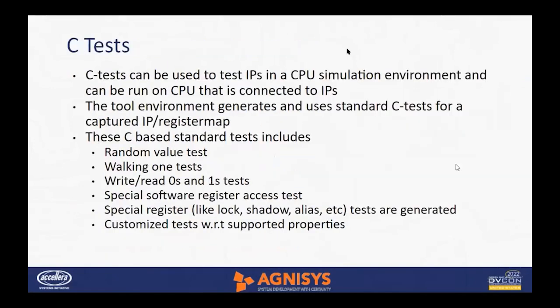C tests can be used to test IPs in a CPU simulation environment and can be run on a CPU that is connected to IPs. The tool environment generates and uses standard C tests for a captured IP register map. These C based standard tests include a random value test, walking one test, a write read zeros and ones test, and a special software register access test, for special registers like lock, shadow, alias, etc. Tests are generated and customized with respect to supported properties.